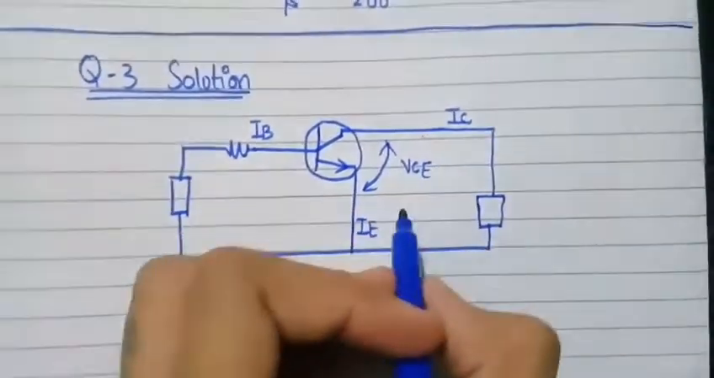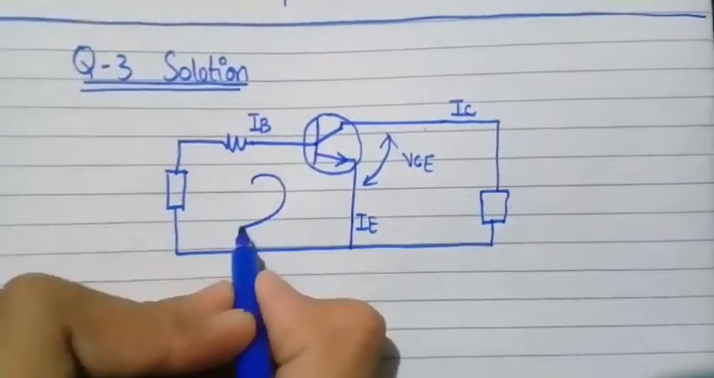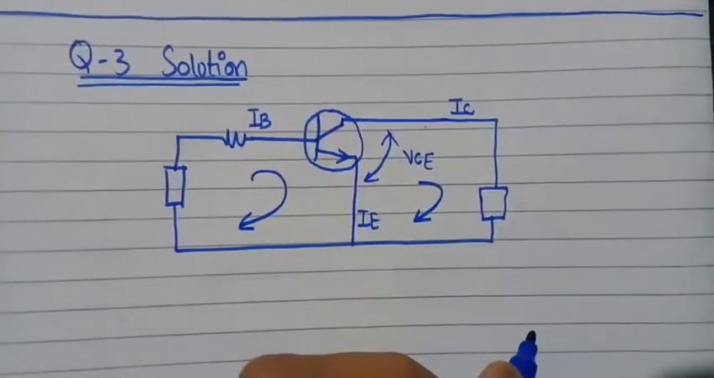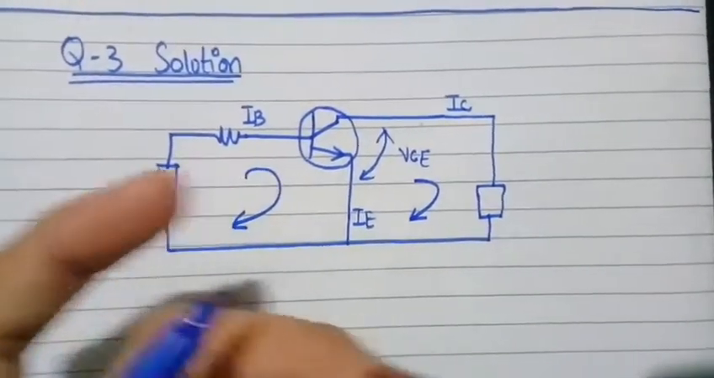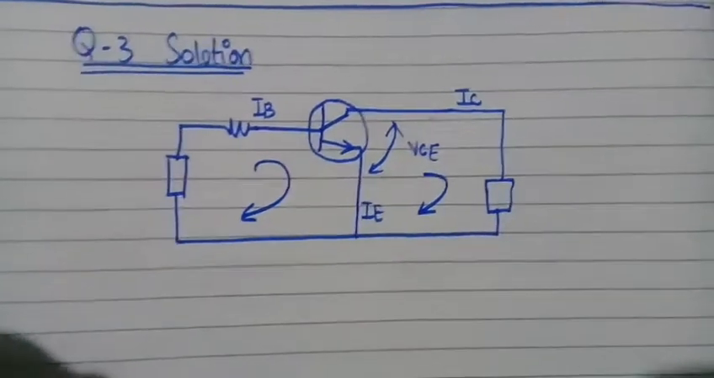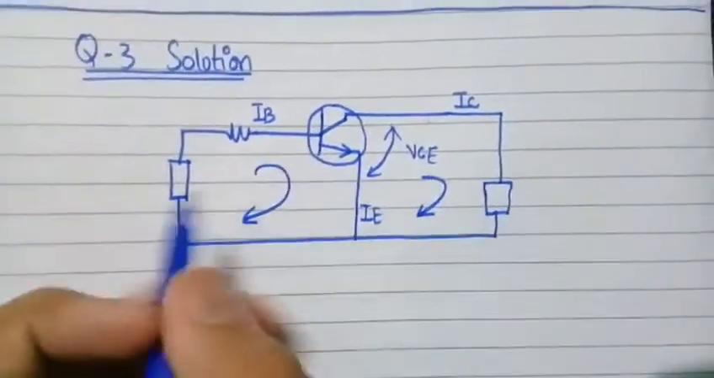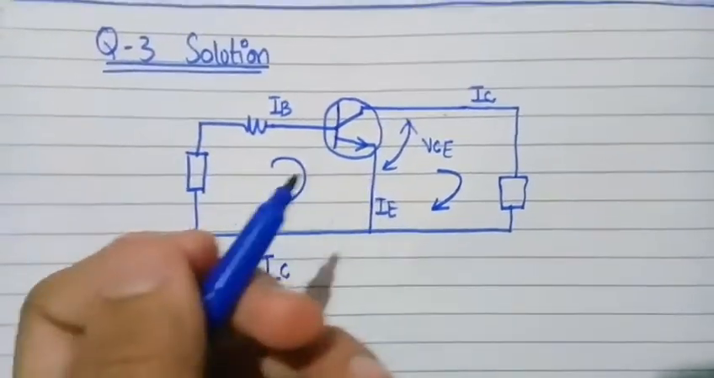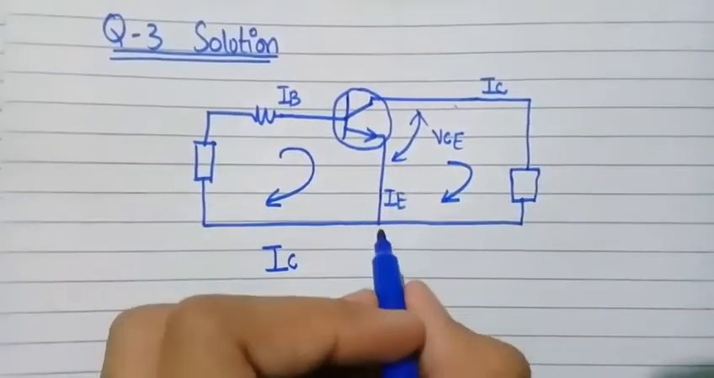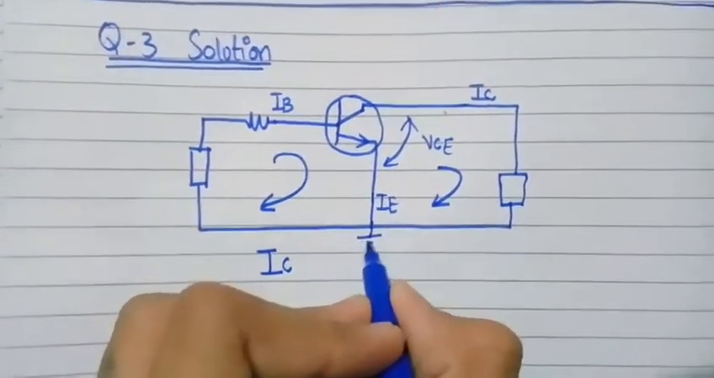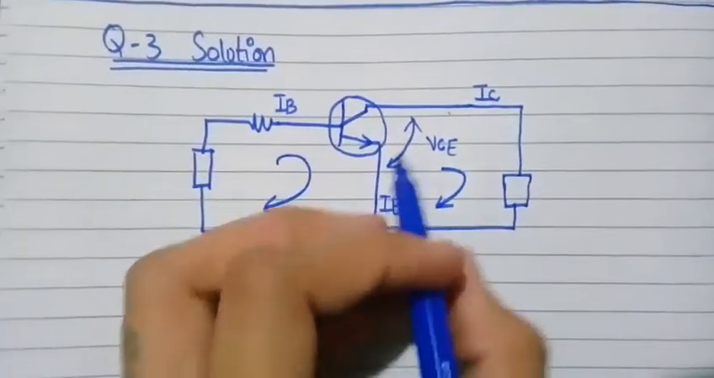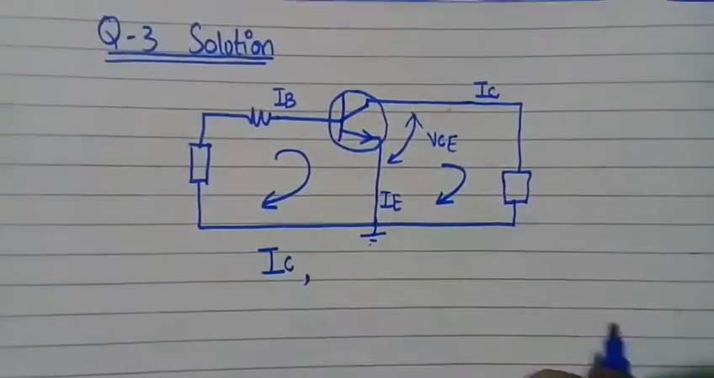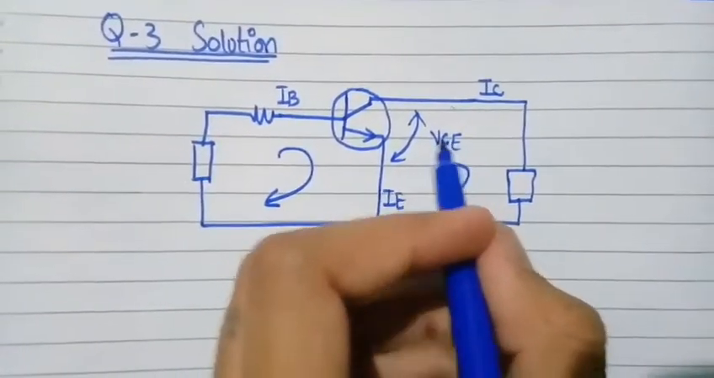So the output characteristics, as you already know, this will be the input loop of the transistor and this will be the output loop of the transistor. So the output characteristics are drawn between the current and the voltage. The current that flows in the output loop is IC. We will not take IE because IE is grounded and it is common in both the loops. So therefore we will take IC, and there is a junction present. The junction voltage is VCE.